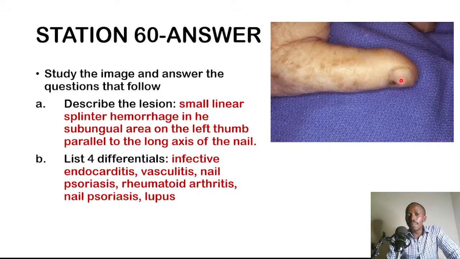So this is seen in infective endocarditis, it's seen in vasculitis, it's seen in nail psoriasis, it's seen in rheumatoid arthritis, it's seen in lupus. Okay.